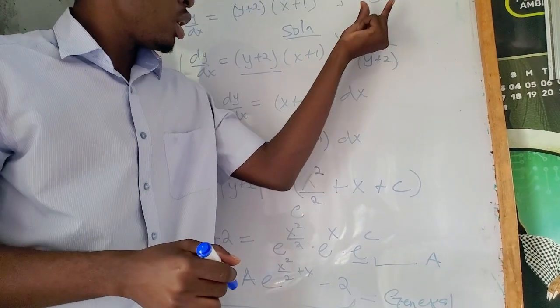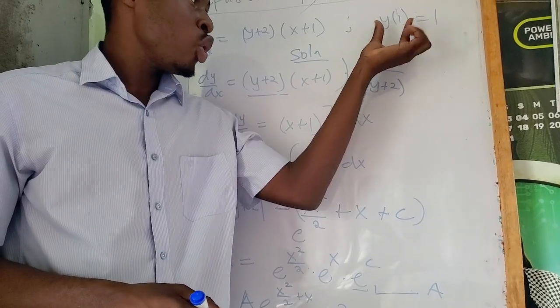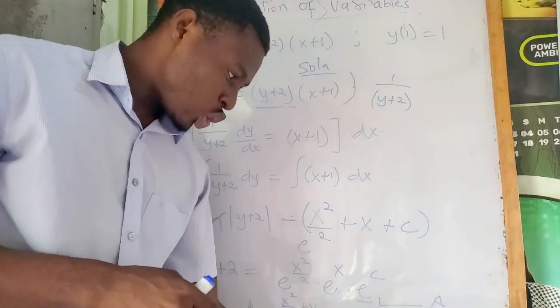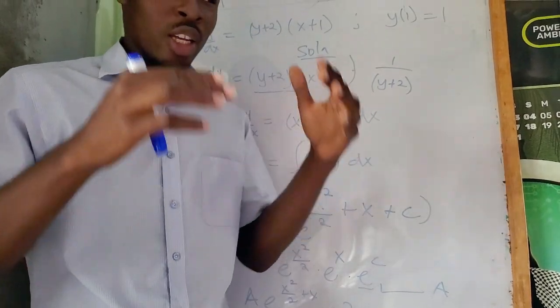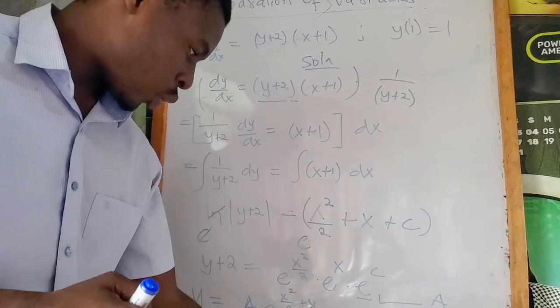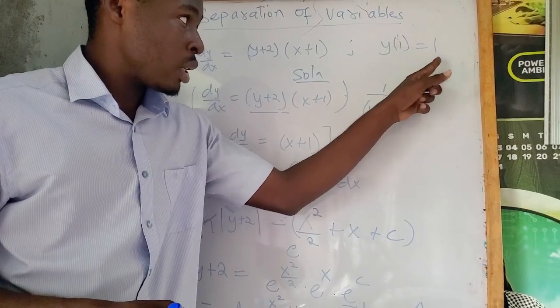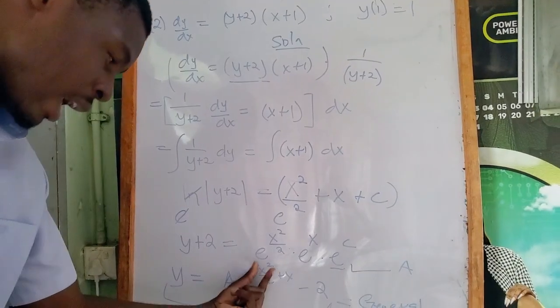But we have been given initial conditions. Anytime you are given initial conditions, what they're asking from you is not the general solution. They want you to find the particular solution. So let us find the particular solution. Now they've told you that when x is 1, y is 1. So we are going to replace y with 1, x with 1.